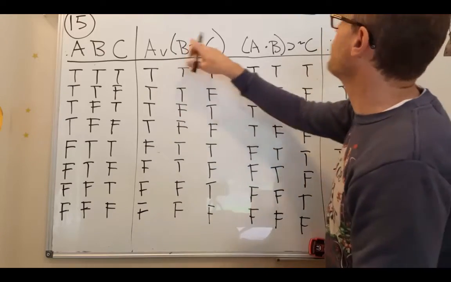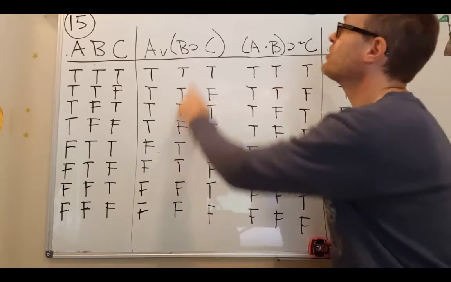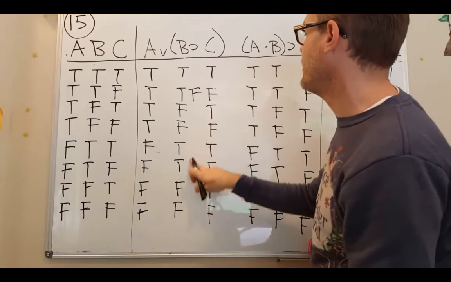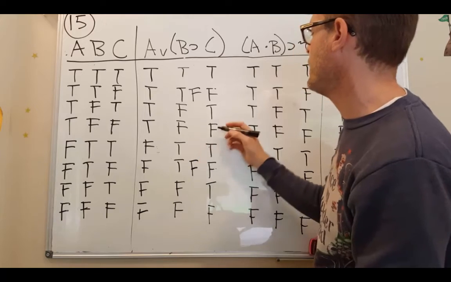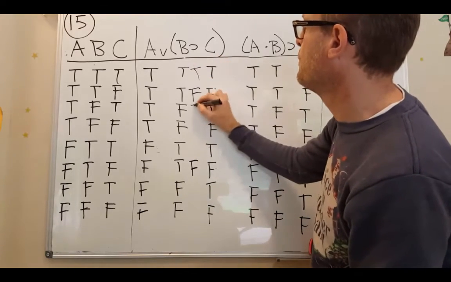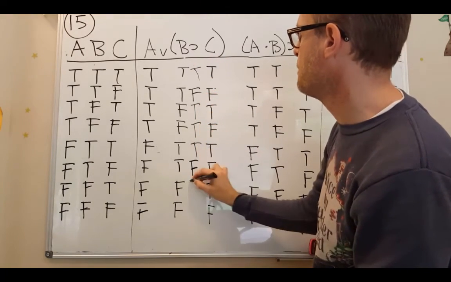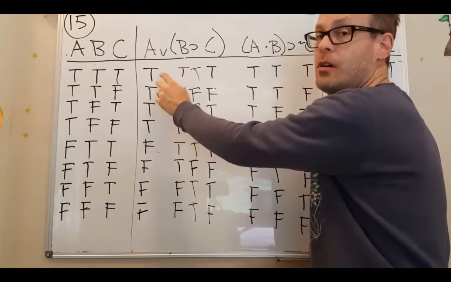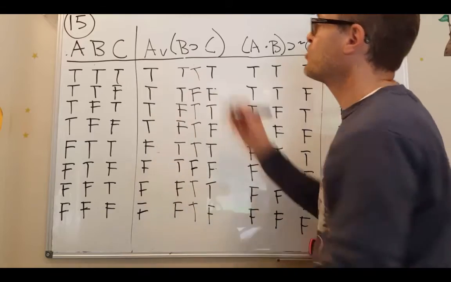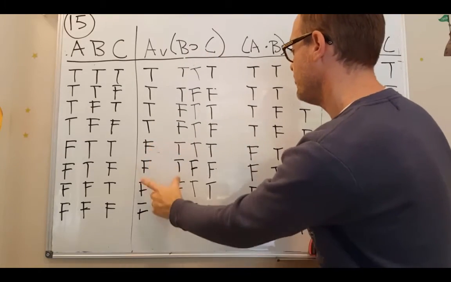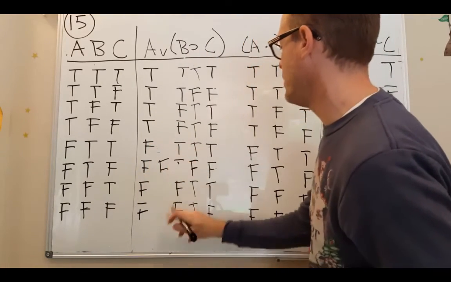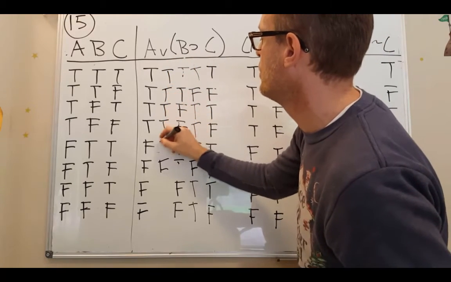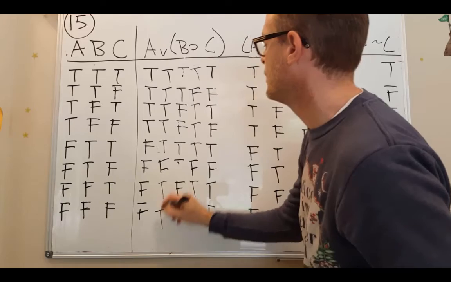Okay, so I'm going to work inside the bag first. So B implies C, so I'm looking for true, false. And if I find it, then I write false, otherwise I write true. Okay, now I have the wedge. So the wedge is very strong. I just need both sides to be false, and then the whole thing will be false. Otherwise, it's going to be true. So this is all true here.